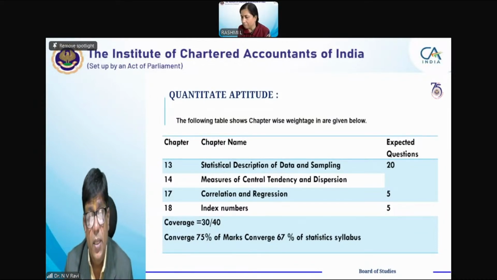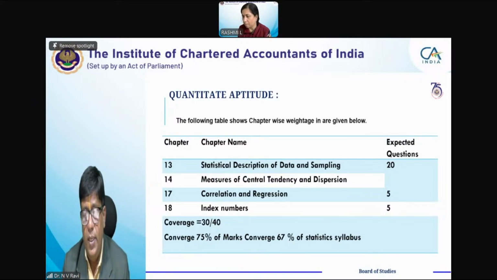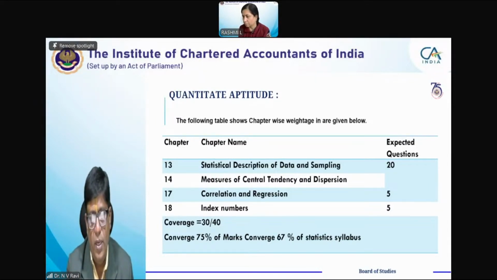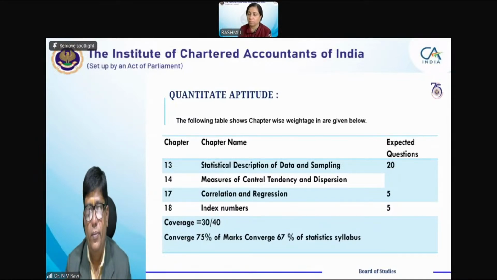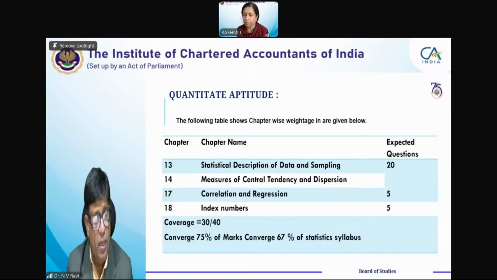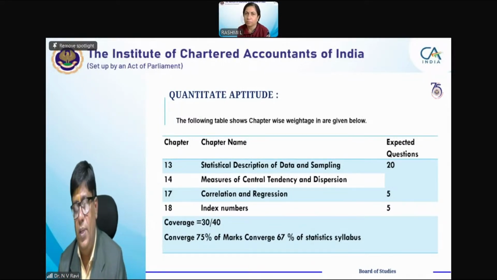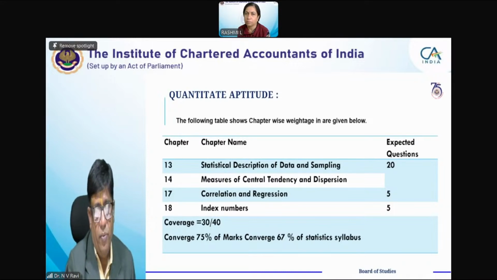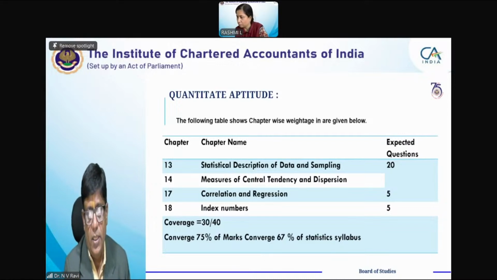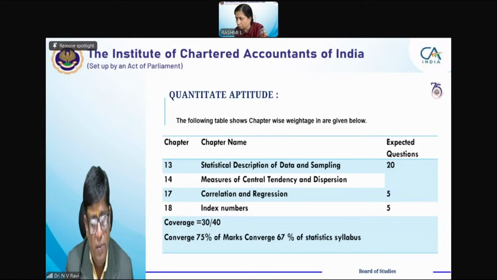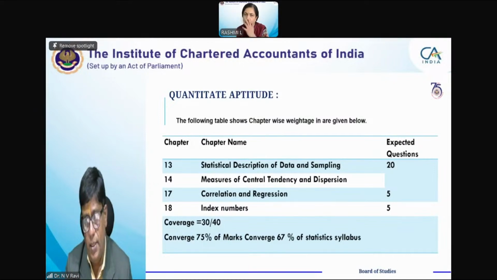These are very significant in the entire portion of quantitative aptitude. Statistical description of data, measures of central tendency and dispersion, correlation and regression, and index numbers chapters. Combining all these chapters, you will get coverage of 30 marks of the entire 40 marks weightage of the syllabus. That means coverage is 75 percent of the statistics syllabus.